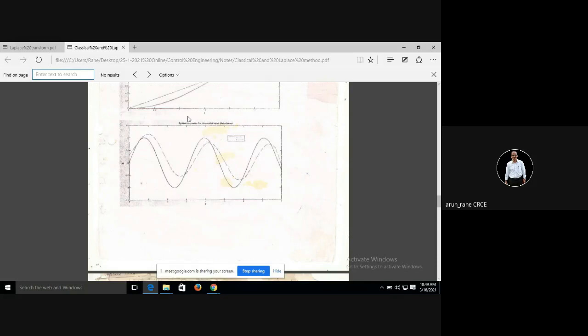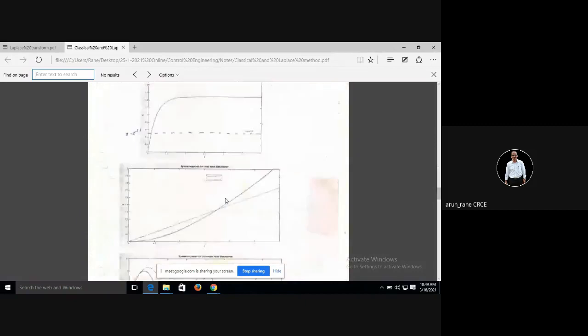So you can draw a line, a transient response, over here. How long is my transient response going to last, and when will my steady state response begin? That also you can determine from this equation. So that was your classical solution method.